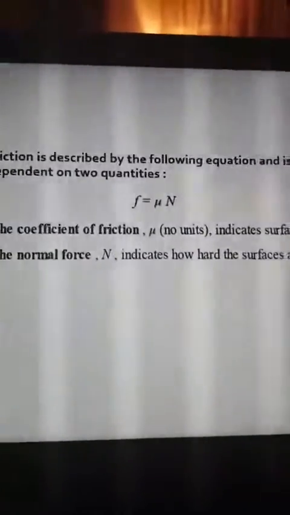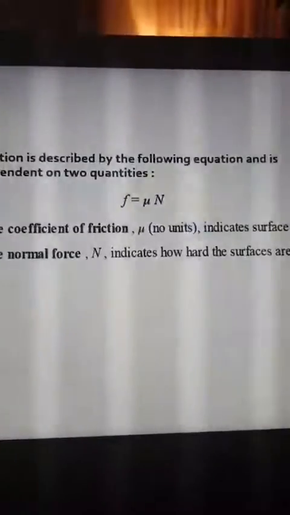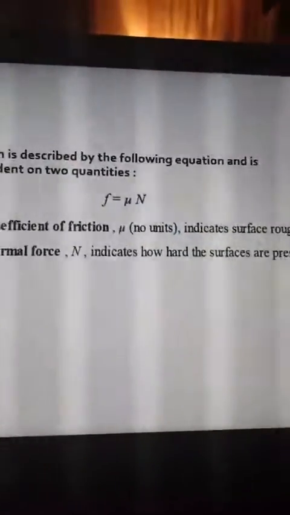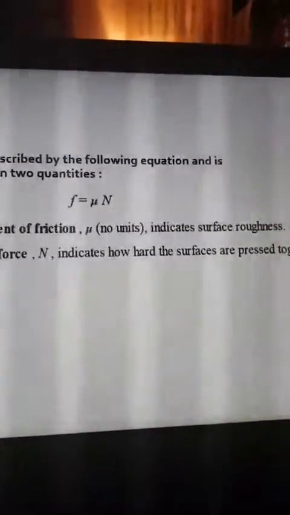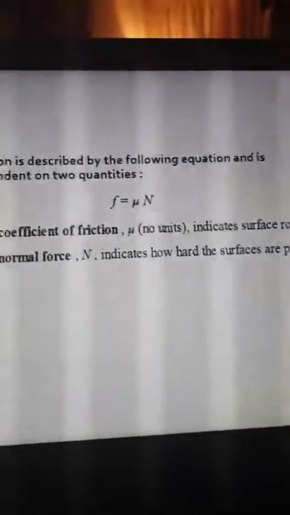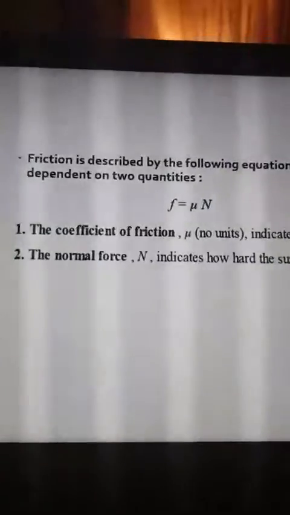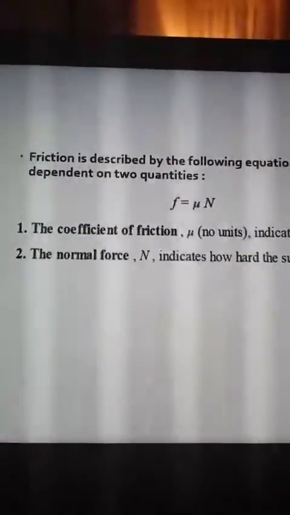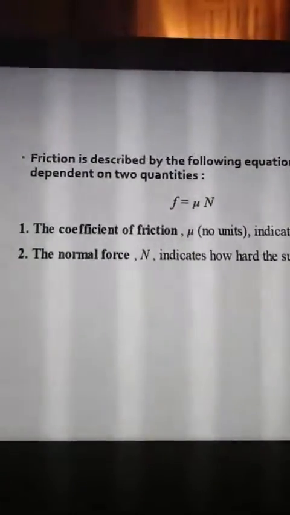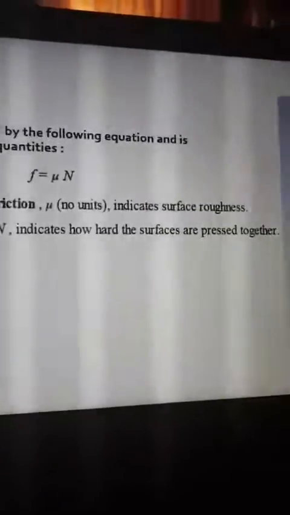Now for sure not all surfaces have the same roughness. Some of them are rough, some of them are smooth, and so on. So mu depends on the surface, or the type of surface the object is on. The second thing, normal force, indicates how hard the surfaces are pressed together.